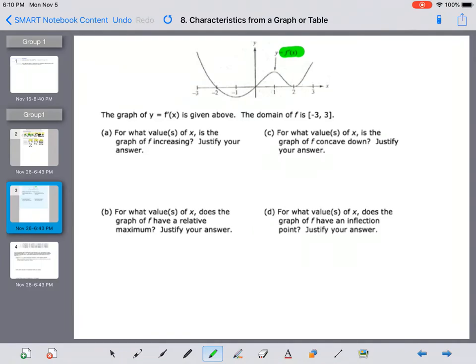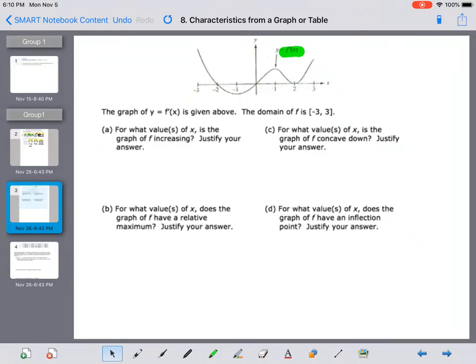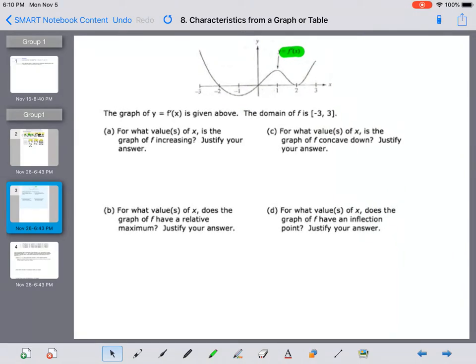Now, the first thing I want to look at is my critical values for f. Remember, our critical values, sorry about that, moving the entire picture. Our critical values come from when our derivative is equal to 0. So if we think about the zeros of this graph, because this graph is f prime, our zeros are right here. So all three of those points are our critical values.